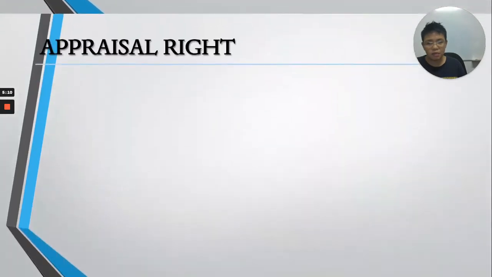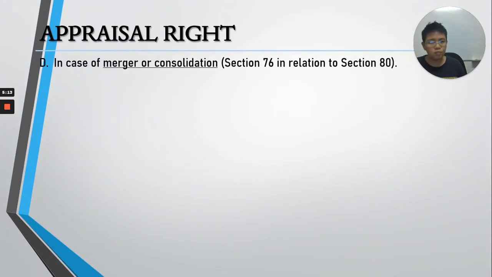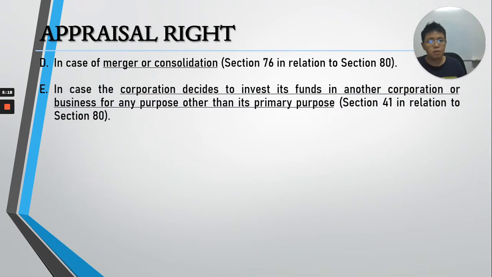What else? Number 4, in case of merger or consolidation with another corporation. Number 5, in case the corporation decides to invest its funds in another corporation or business or for any purpose other than its primary purpose. So, they want to invest in another business. Kung hindi ka payag sa ganyan, maybe you do not have confidence in such other business, you can choose to exercise your appraisal right. What else?